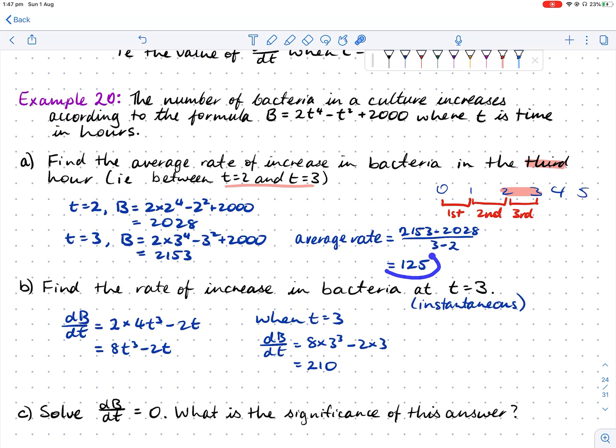Now you can see the average rate was 125 between 2 and 3. So what that means is the gradient in there is going to be 125. If I draw in a little diagram, if that's 2 and 3, the gradient of that line is going to be 125, but when we get to 3, the number of bacteria is increasing at a much faster rate. So it gives you an idea that initially it was probably increasing slowly, and then it started to get faster.